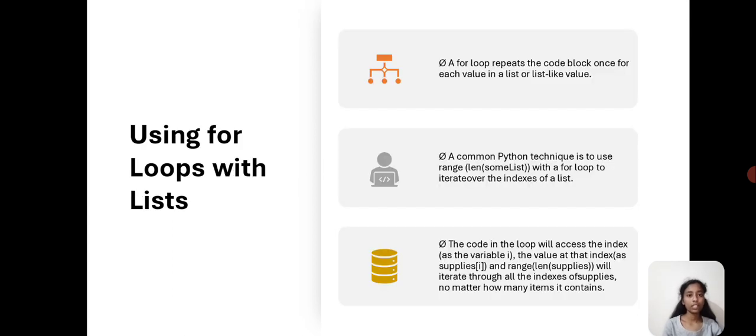Let us see about using for loops with list. A for loop repeats the code block once for each value in a list or list-like value. A common Python technique is to use range with a for loop to iterate over the indexes of a list. The code in the loop will access the index as the variable i, and the value at the index as supplies[i]. Range(len(supplies)) will iterate through all the indexes of supplies, no matter how many items it contains.